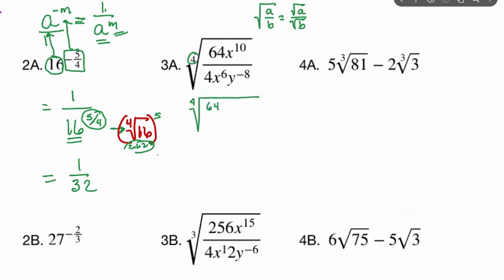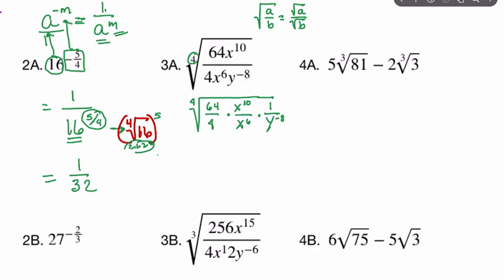Like on top it's a 64 times an x to the 10th. But on the bottom I can put my 4 under here and I can put my x to the 6 under here. I can just break up these fractions or these products because it is all multiplication. So when I write it this way, that's still 64 times x to the 10th over 4 times x to the 6th. And I still have one more in here I'd like to do: 1 over y to the negative 8th.